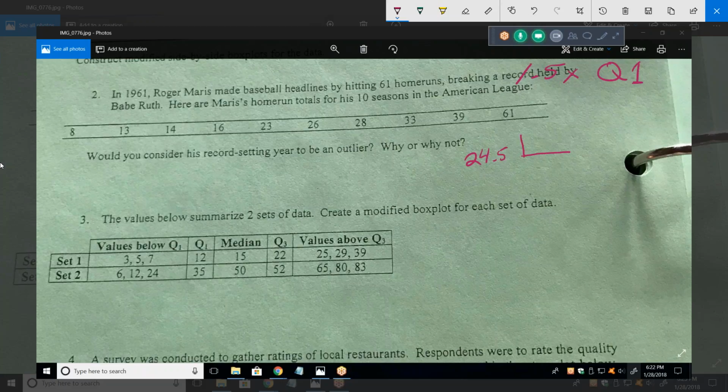Now, let's break it up into quartiles. So if that's our median, well, now I don't know how to do the first quartile. My book even mentions modified box plots now. I don't know what to do when you have an odd number. Hold on a second. This is the 5 number summary.